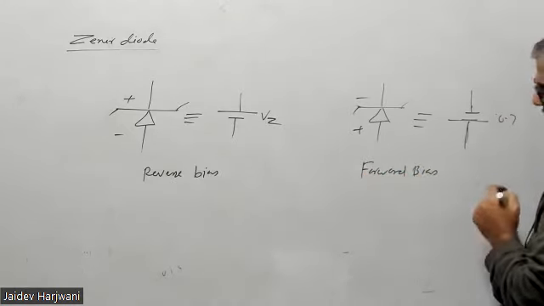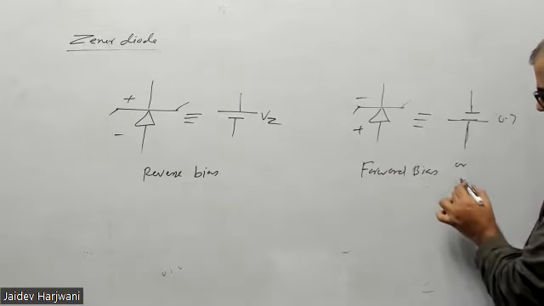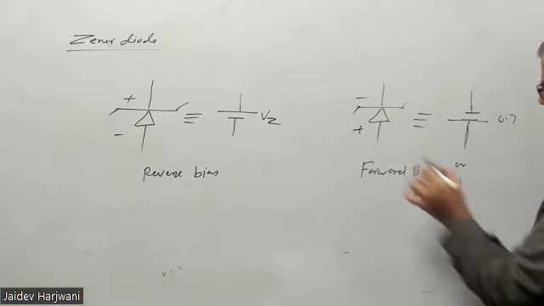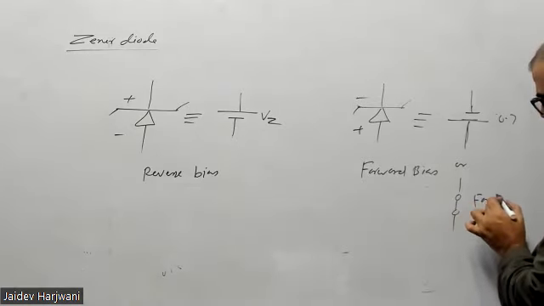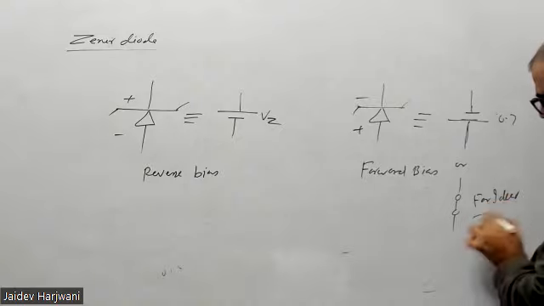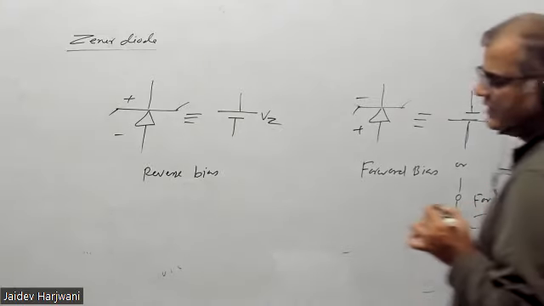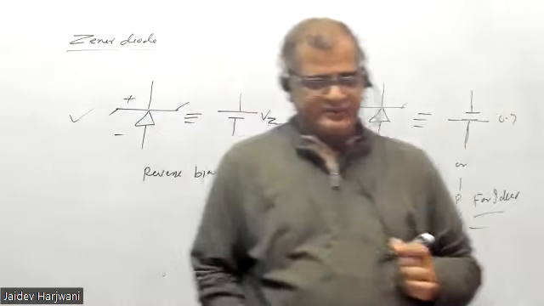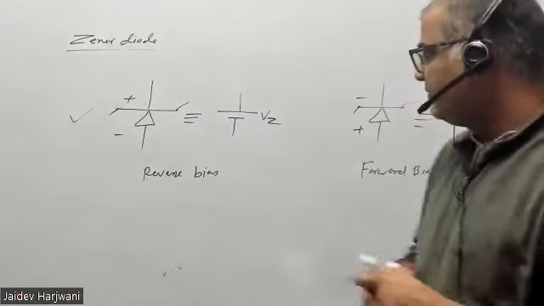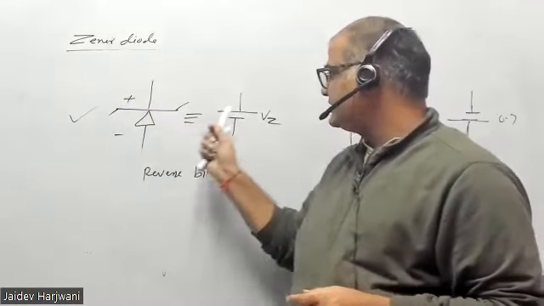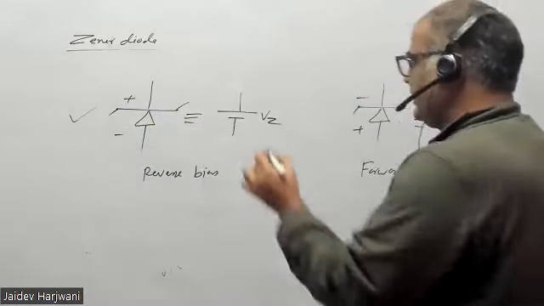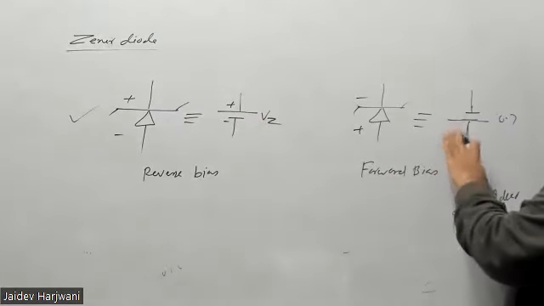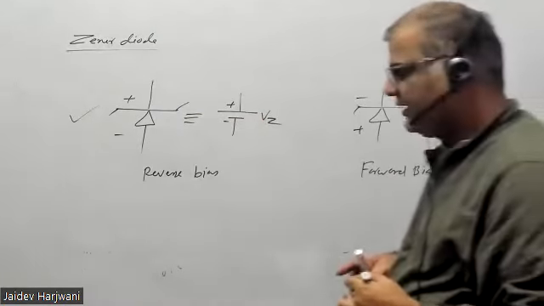It will be replaced by 0.7, or it will be replaced by a short circuit if it is the ideal case. So here the important thing is that reverse bias is important for us in the case of Zener diode. Don't make a mistake in the exam. Minus plate will be replaced by plus. So both times it will be replaced by a battery. Here also battery, this also battery. That you can keep in mind.